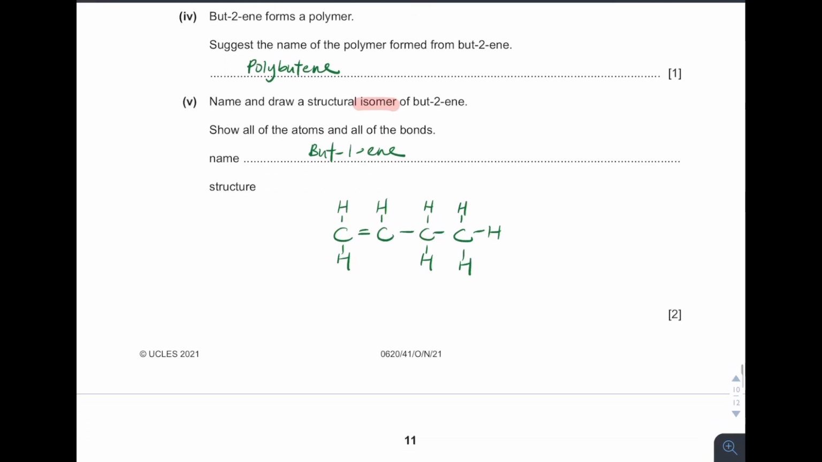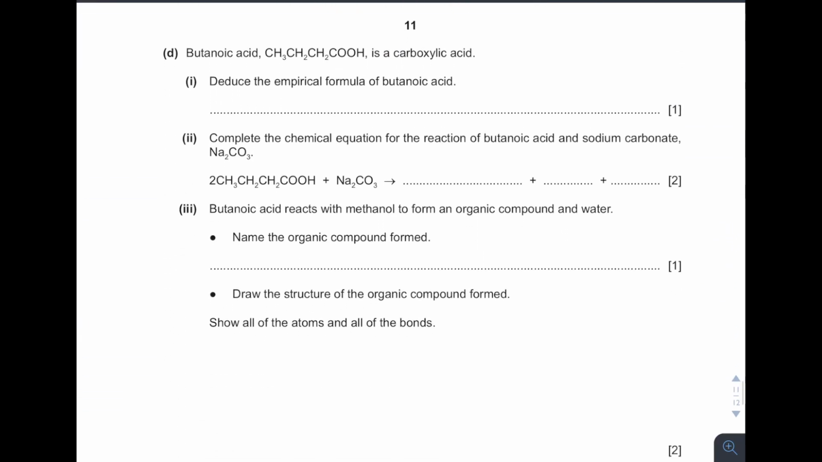Okay, then next one, given this carboxylic acid, deduce the empirical formula of butanoic acid. So first, what is the molecular formula of this butanoic acid? You can see how many carbons here: 1, 2, 3, 4. So 4 carbon, and how many hydrogen? 8, and 2 oxygen. Empirical formula is the simplified form. So 4, 8, 2 can get simplified by 2. So eventually you get C2H4O.